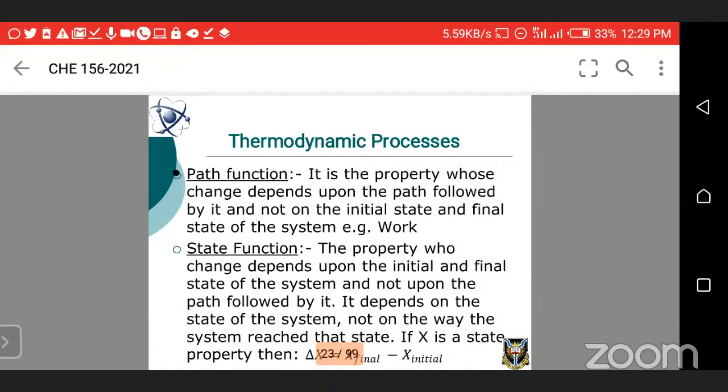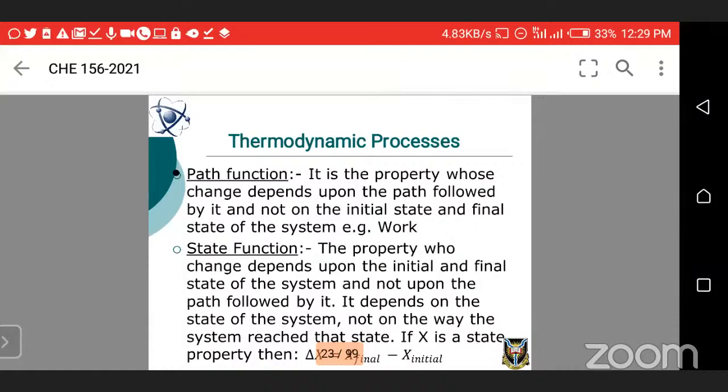It's different from the path function because this is a function of the path that you follow. For example, we have work. That one depends on the path you took before coming to the final stage. Then we have a state function.